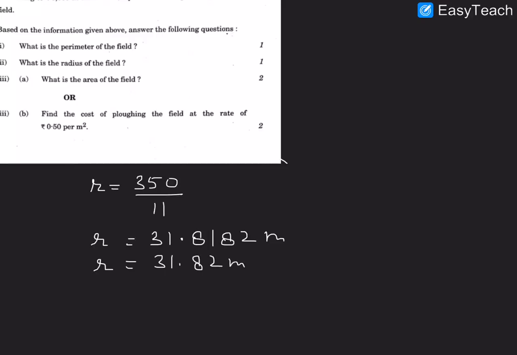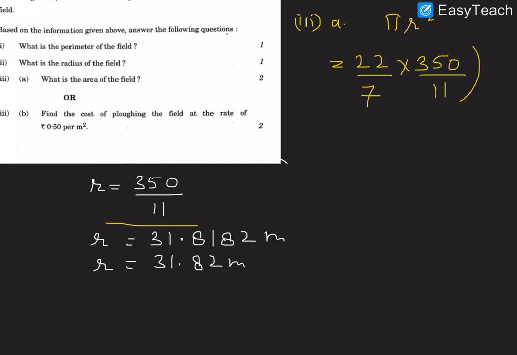So next we have to find the area of the field. So area of the field will be what? Pi r square. Third part, first option. So area of the field is what? Pi r square. We have to calculate pi r square, which is 22 by 7. As we know, r, I am taking this r, is 350 by 11 whole square. So this will give you 22 by 7 into 350 by 11 into 350 by 11.